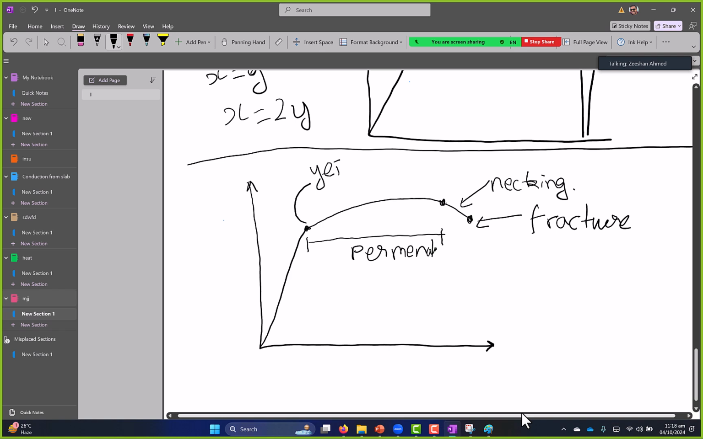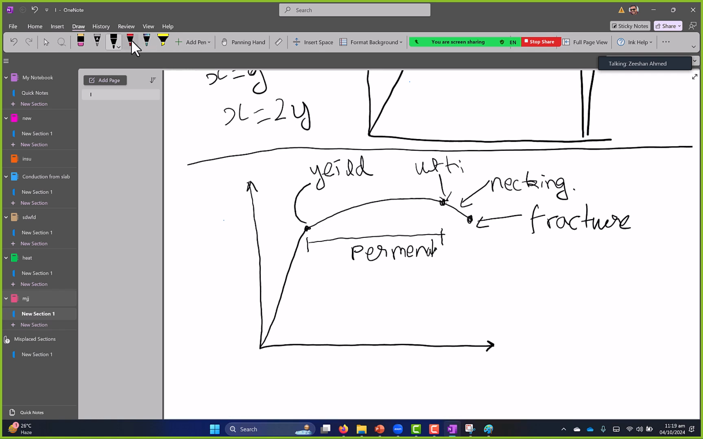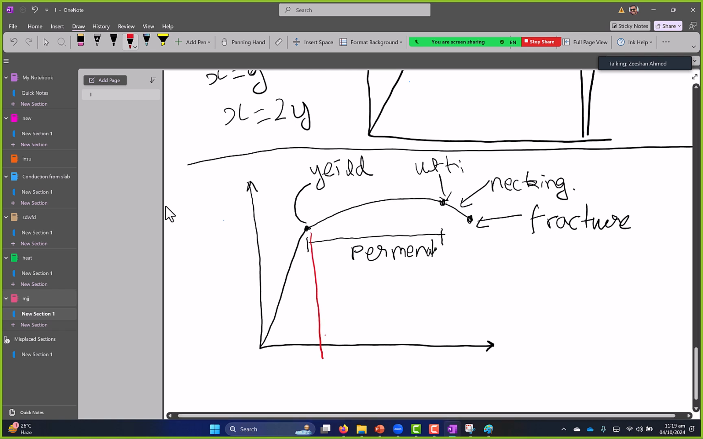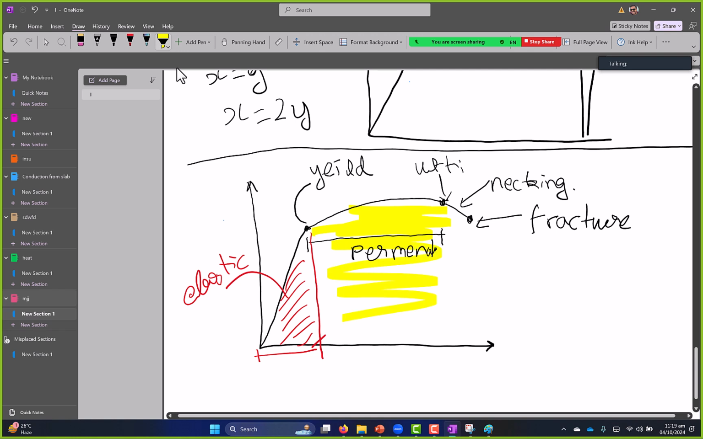Anyways, necking, fracture, necking, ultimate. Yield has happened here. This region, essentially this region, we call elastic, and then what do we call this region? Plastic region.